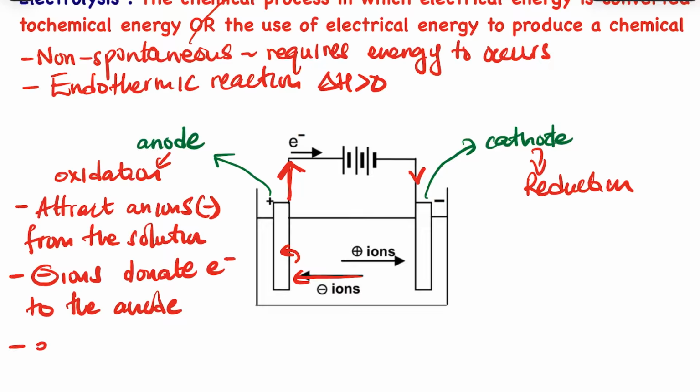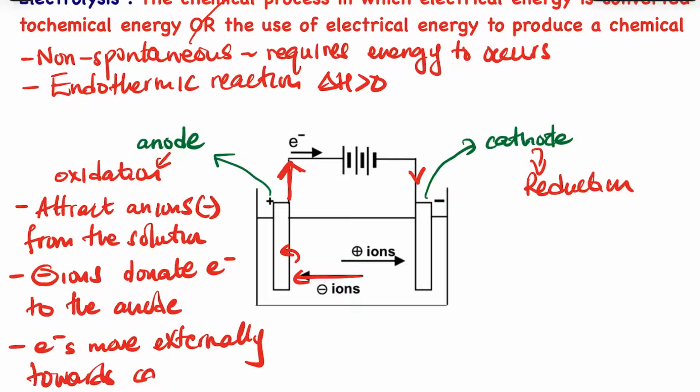And another thing, the electrons move externally towards the cathode. Now we are referring to the anode. In the anode, the electrons move externally. When we say externally, they move through that wire, right?